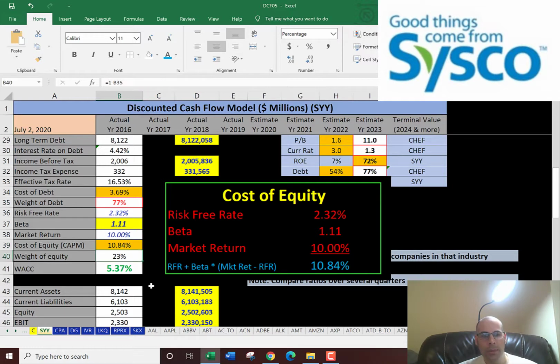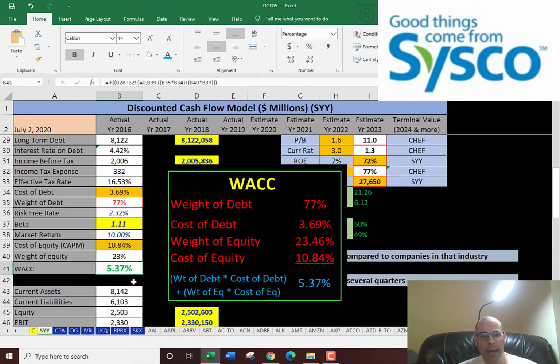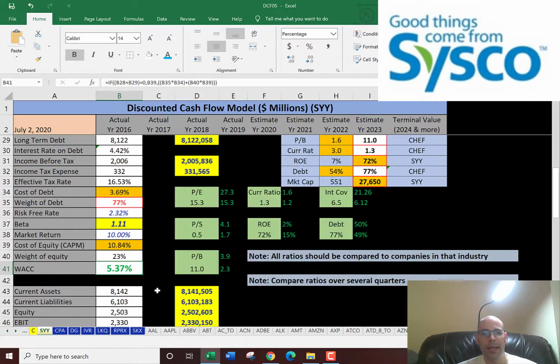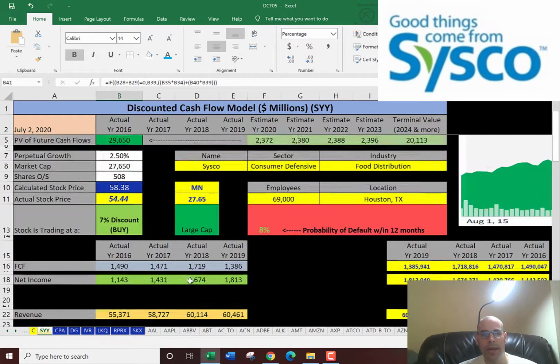And they have 23% equity in that capital structure. So to figure out the weighted average cost of capital, it's a blend of the cost of debt and the cost of equity. So that comes out to 5.37%. And that's what we're going to use to discount the future cash flows.